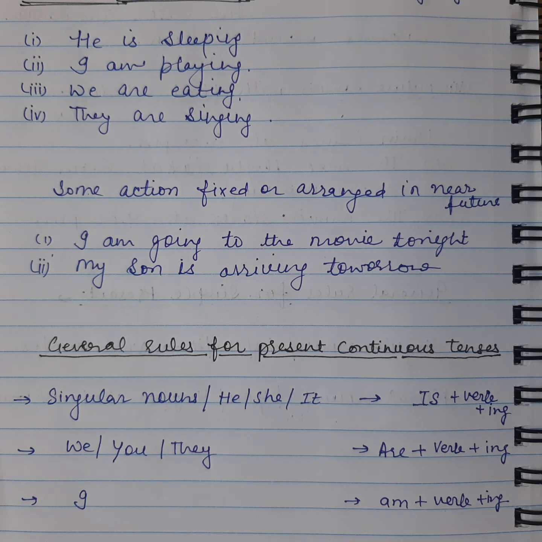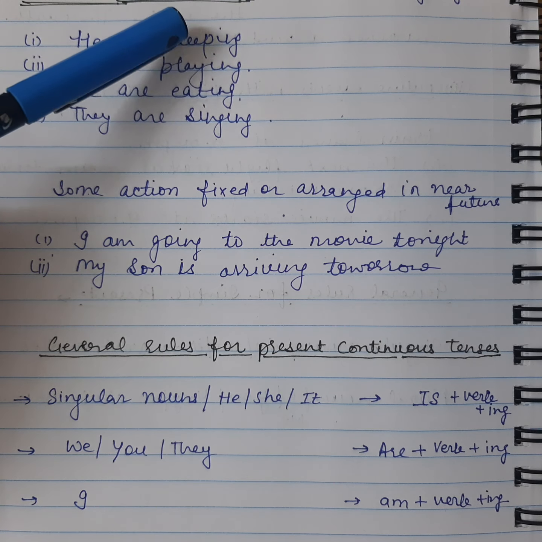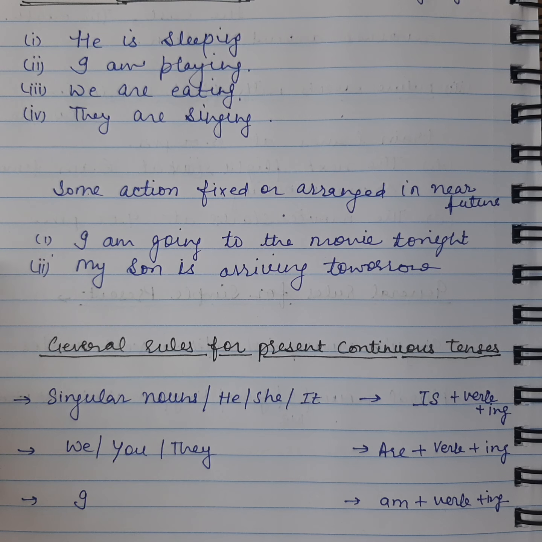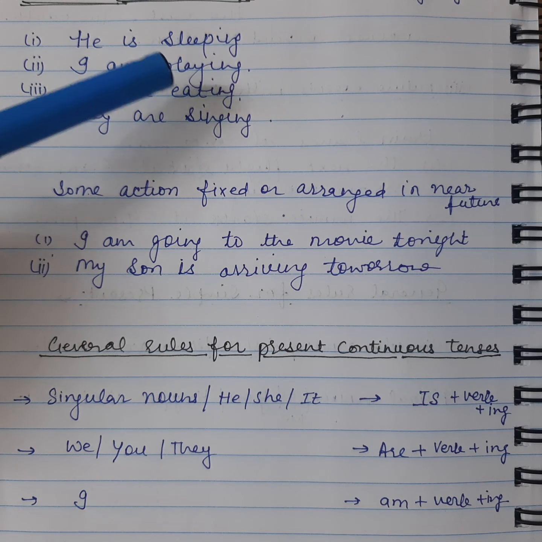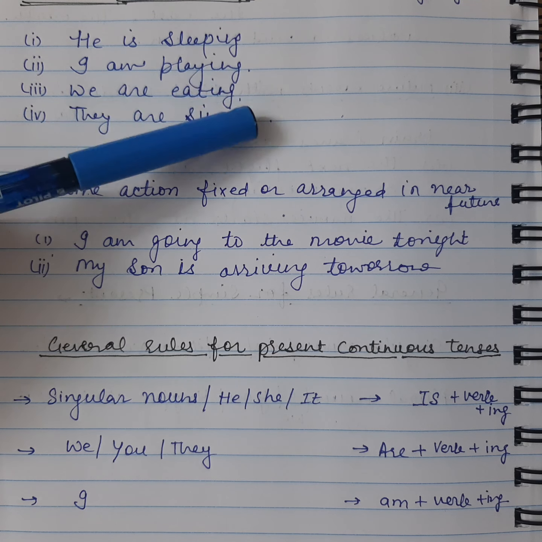The general rule for the present continuous tense: with singular nouns, he, she and it, we use is plus verb plus ing. For example, he is singing or he is sleeping. We use is, and then sleep is a verb and we add ing to the verb. Then with we, you and they, we use are plus verb plus ing. For example, we are eating. We used are with we, and eat is a verb, then we add ing to eat.